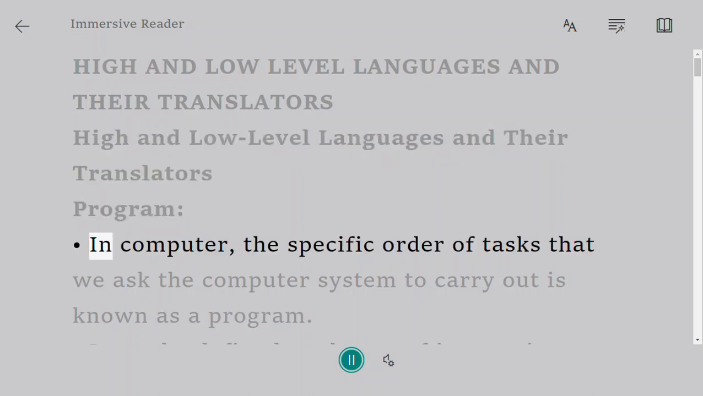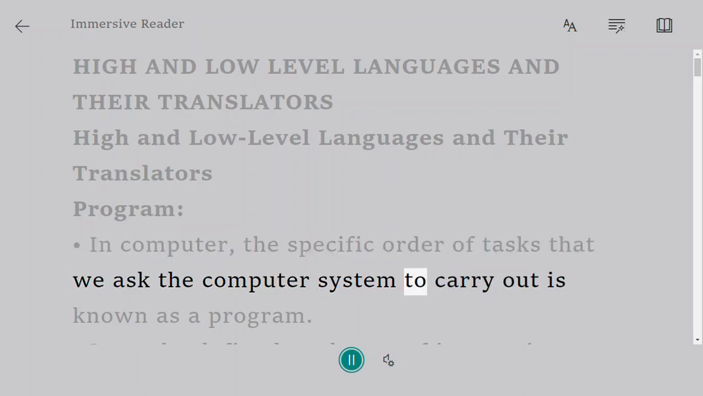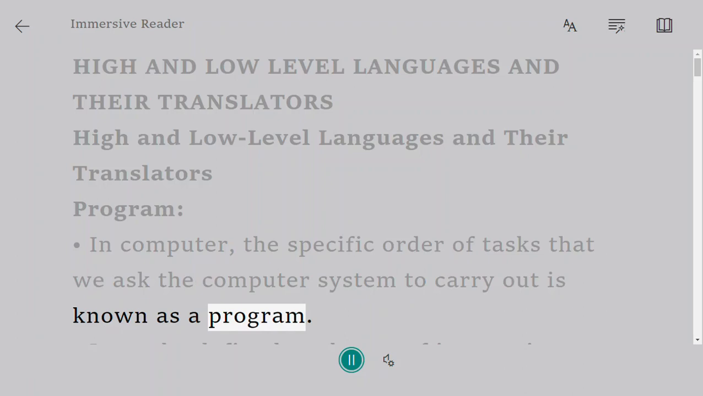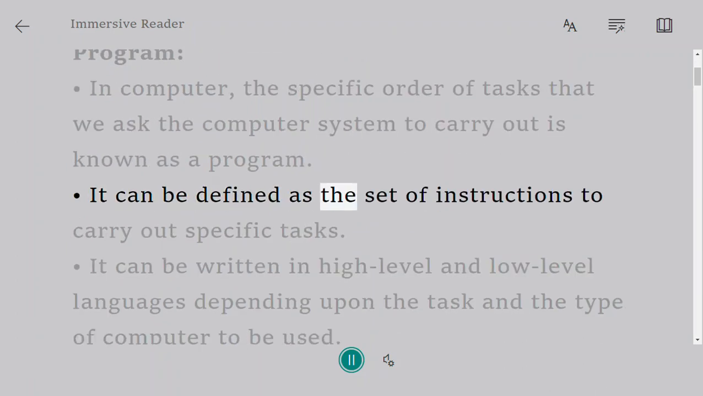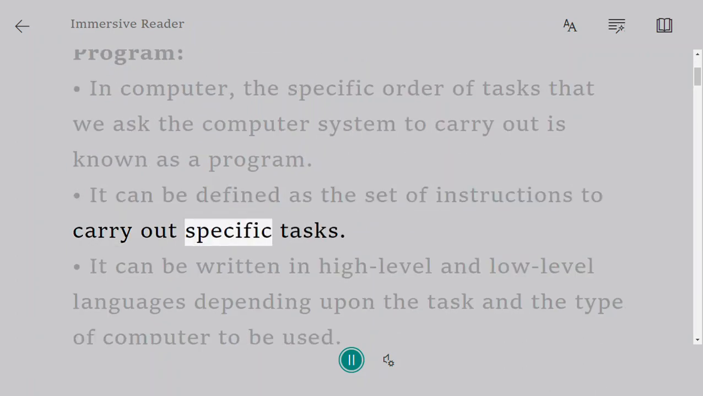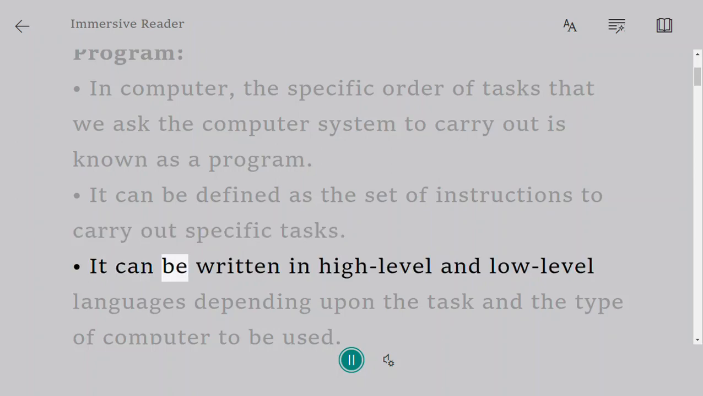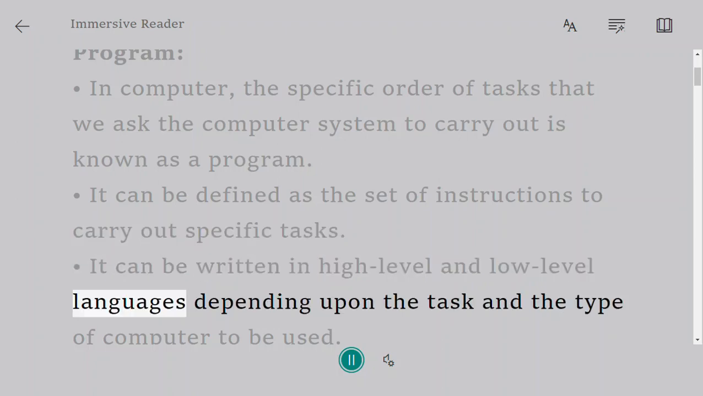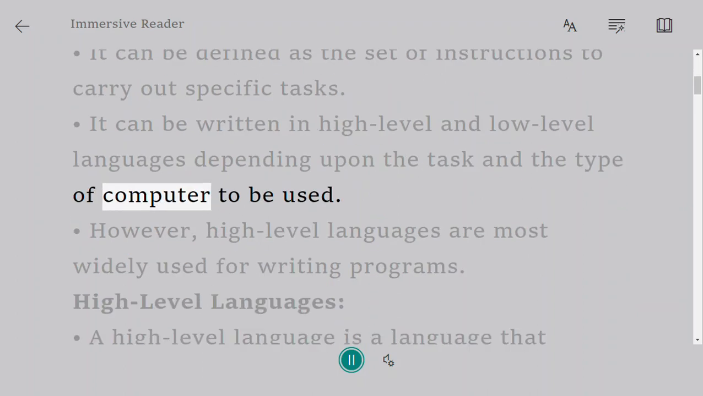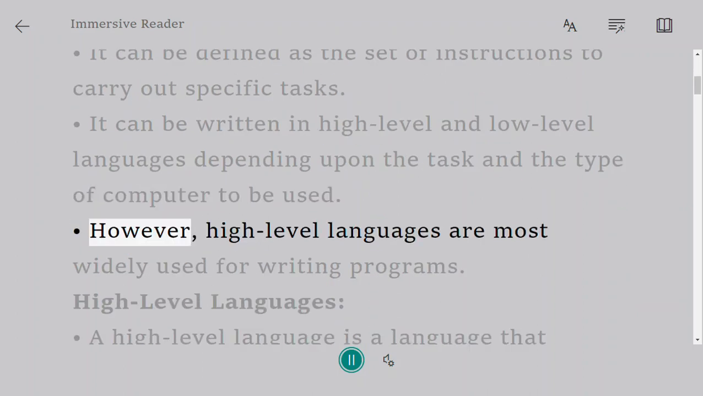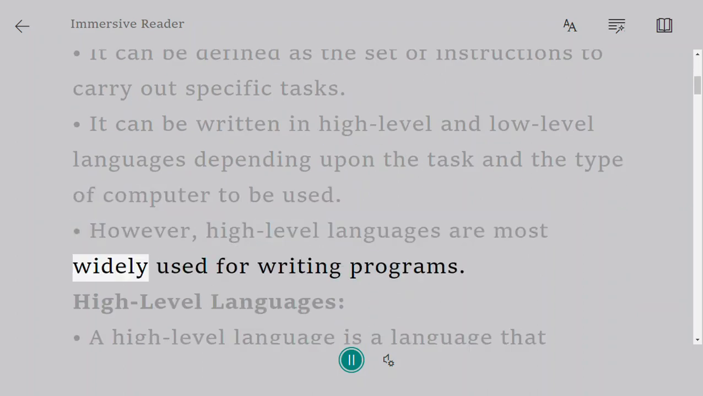Program. In computer, the specific order of tasks that we ask the computer system to carry out is known as a program. It can be defined as the set of instructions to carry out specific tasks. It can be written in high-level and low-level languages depending upon the task and the type of computer to be used. However, high-level languages are most widely used for writing programs.